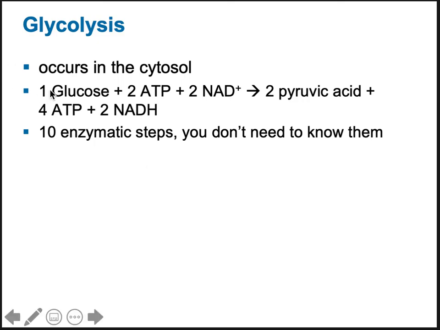Okay, so you put in 1 glucose and you actually have to invest 2 ATP to get the process started. You are going to send in 2 NAD plus molecules as well, and you will get out the 2 pyruvic acid molecules. And at this point, you get out 4 ATP, but remember you invested 2 of them, and this NAD plus will pick up hydrogen and will become NADH.